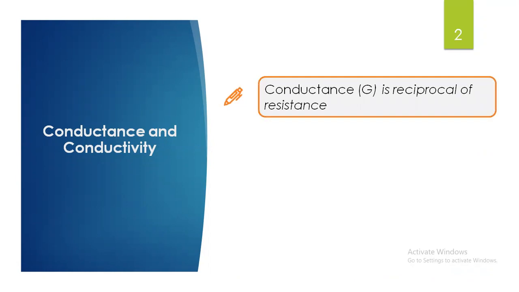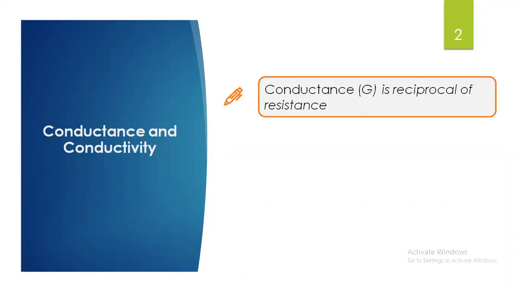As we saw in the last lecture regarding resistance, resistance is a property of the substance or material which offers opposition to the flow of current. This definition is exactly opposite for conductance or conductivity. Conductance is also a property of a material or substance which assists the flow of current.